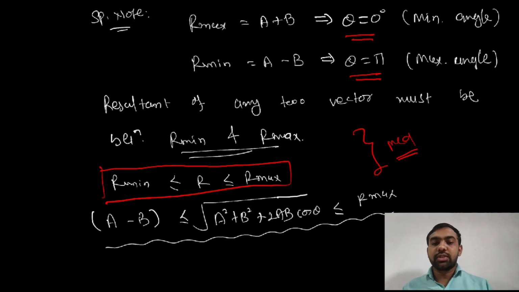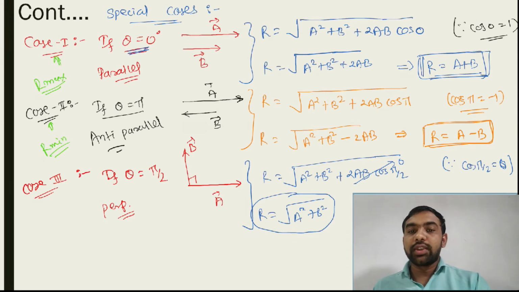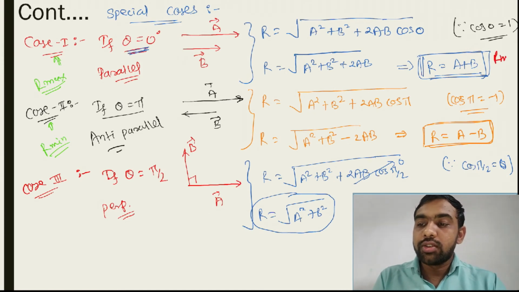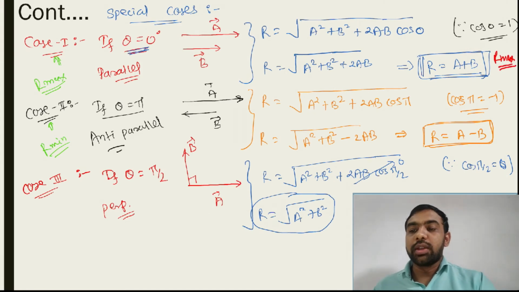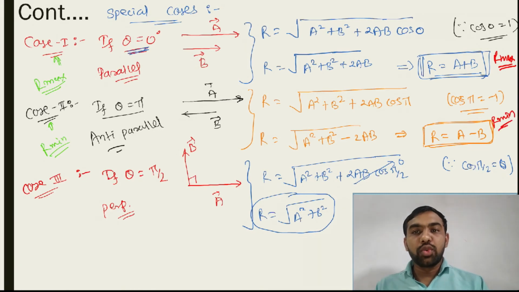Then after this, we go to the next one. Here are some three special cases, and you must note them. When the two vectors have the same direction, it is R maximum. This one is R minimum. And if the two vectors are perpendicular, then the square root of A squared plus B squared is the resultant.